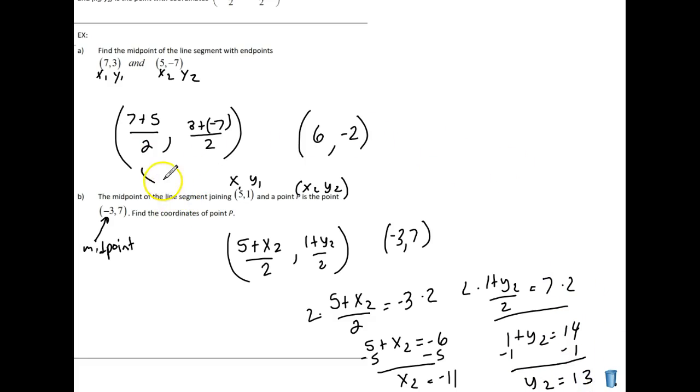Since I'm looking for the midpoint of this problem, I need to actually answer my question as an actual point. So I list it as, excuse me, I wasn't looking for the midpoint, I was looking for the x2, y2, which is my point P, and that is the point -11, 13. Okay. So if I look for the midpoint between 5, 1 and -11, 13, that ends up being this point here, -3, 7. Okay, that's all that I've got for this section.